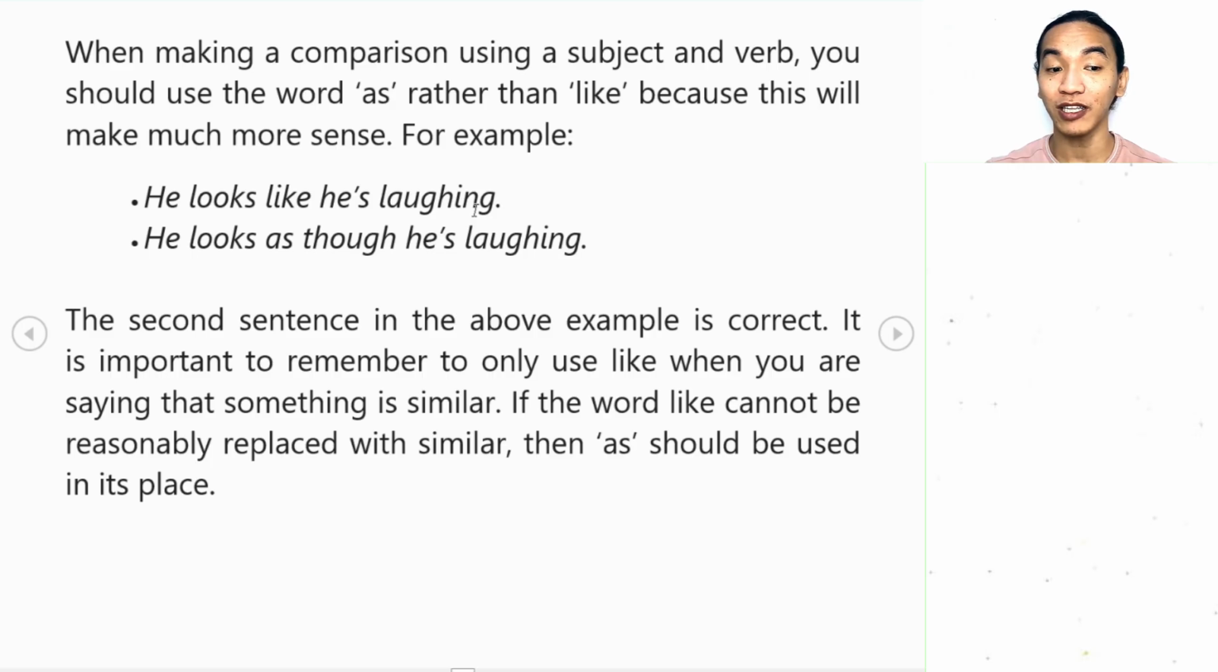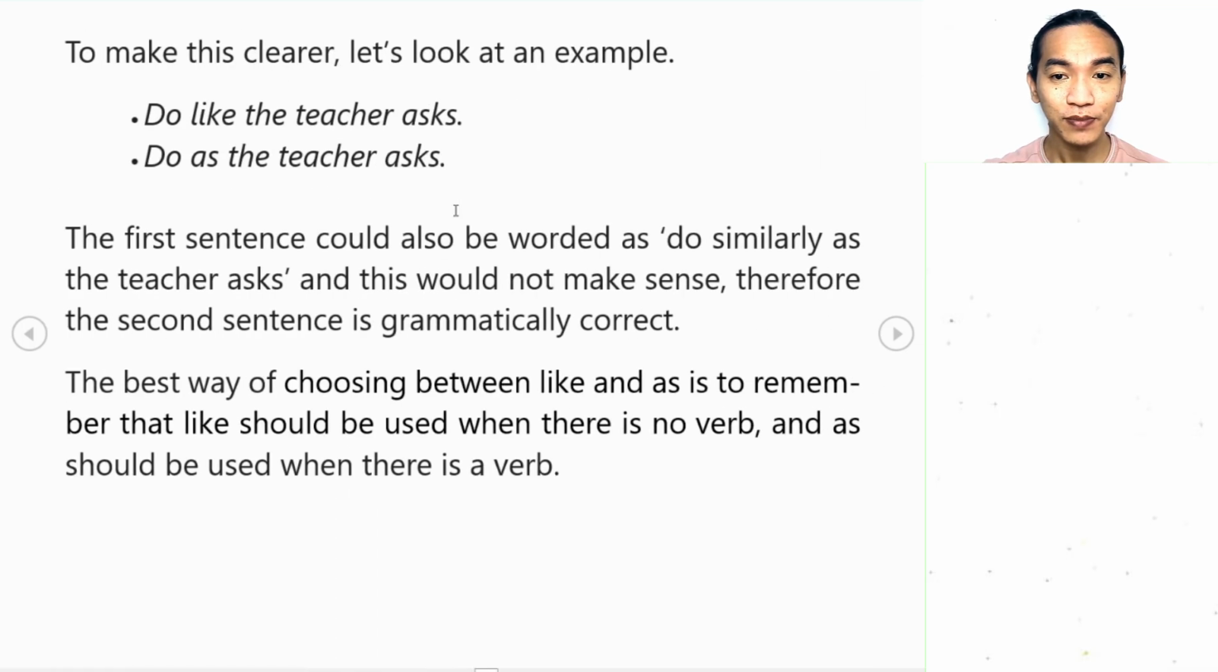It is important to remember to only use like when you are saying that something is similar. If the word like cannot be reasonably replaced with similar, so if you cannot replace like with similar there, then as should be used in its place. So instead of using like, use as if you cannot change like with the word similar and it would not make sense in the sentence. So to make it clear, let's see this one.